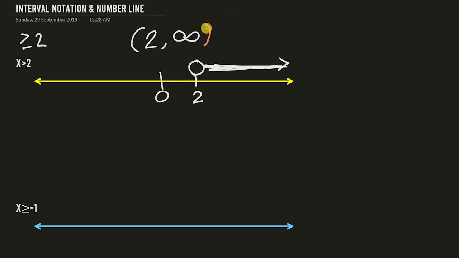Tapos, parenthesis ulit. Always tatandaan nyo, guys, na ang kasama ng infinity ay parenthesis. It would never be bracket. Palaging parenthesis yan, guys. Yung mag-iiba lang ng kasama ng bracket or parenthesis is kapag integer siya. Alright? So, let's try more of these examples.